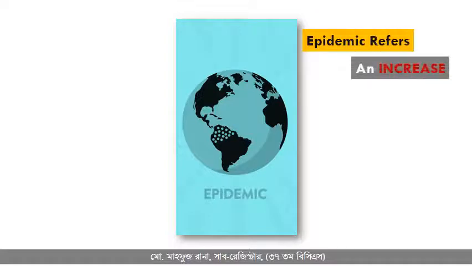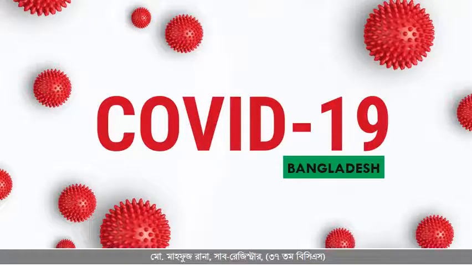Epidemic refers to an increase, often sudden, in the number of cases of a disease above what is normally expected in a population and in a certain area. For example, COVID-19 now in Bangladesh is said to be an epidemic.